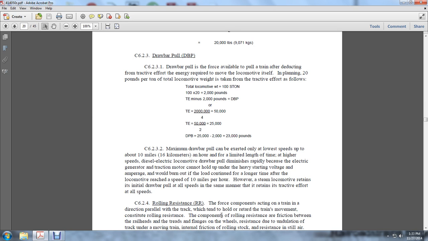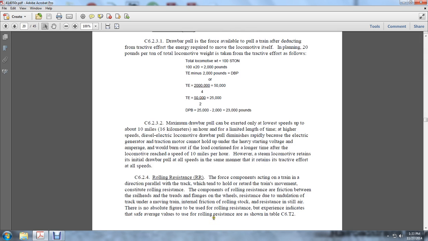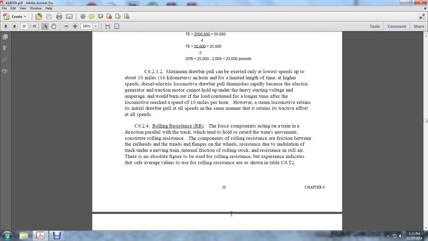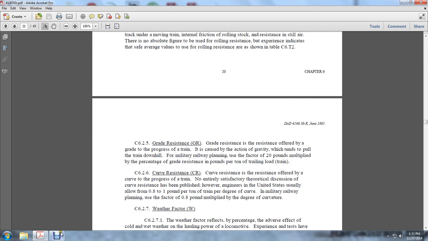The components of the rolling resistance are friction between the railheads and the treads and flanges on the wheels, and resistance during the undulation of the track under the moving train. Internal traction of the rolling stock resistance is still higher than the absolute figure used for rolling resistance, but experience indicates a safer average of the values. Rolling resistance values are in Chapter 6, Table 2.